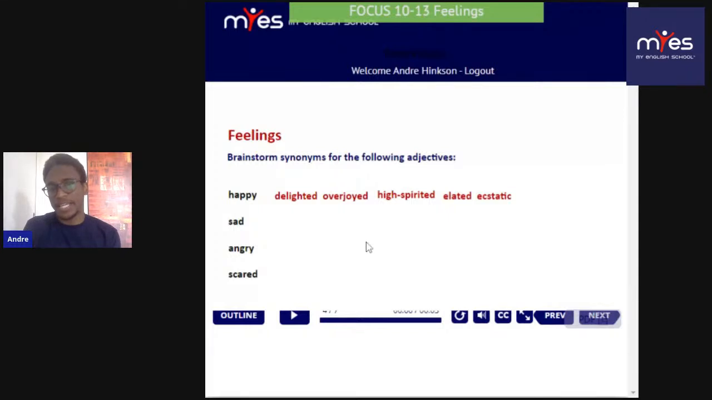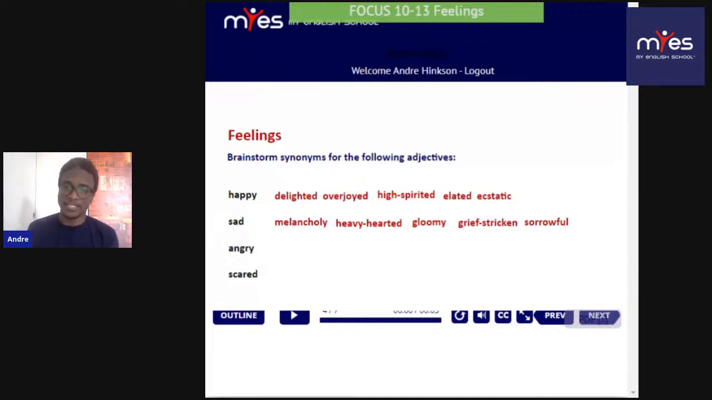But for sadness, we can have melancholy. That's another one we use. Heavy-hearted, which is a compound adjective. Gloomy, grief-stricken, and sorrowful. So these are some other synonyms that we use for sad: melancholy, heavy-hearted, gloomy, grief-stricken, and sorrowful. There could be others, but at the moment, it's not coming to my head.